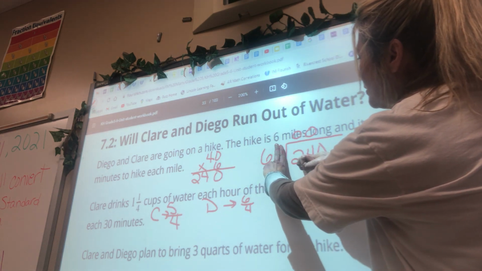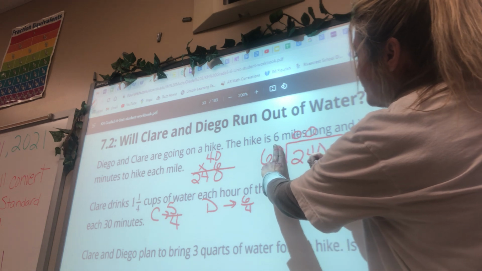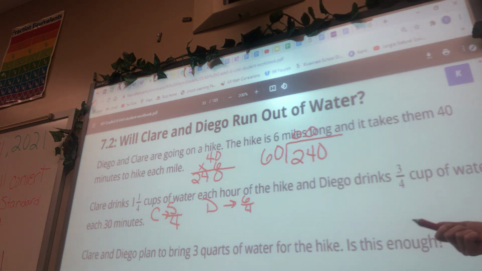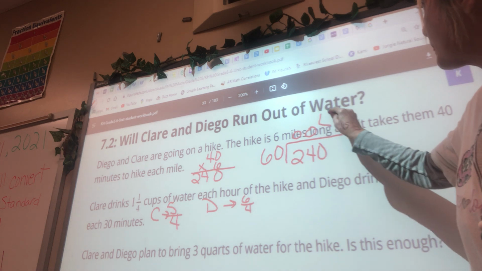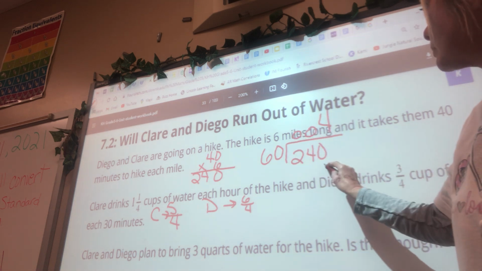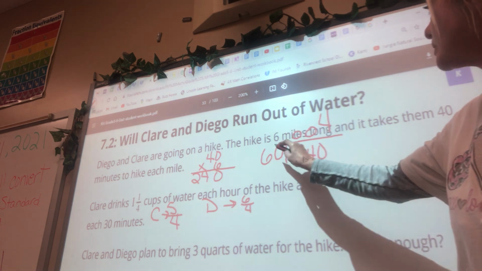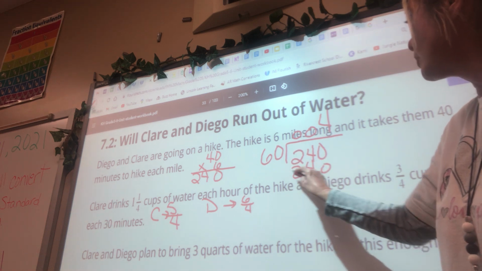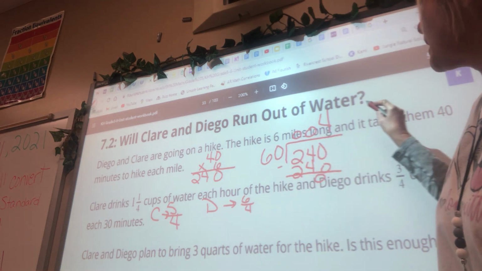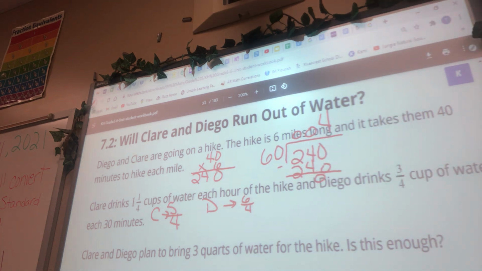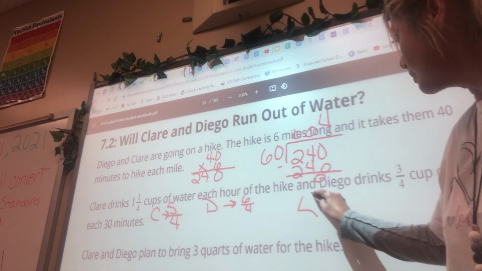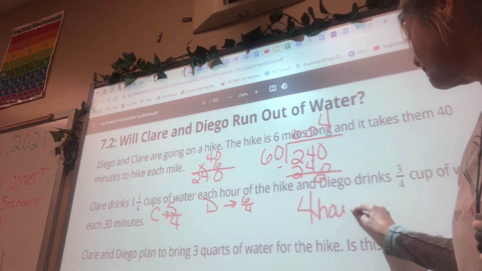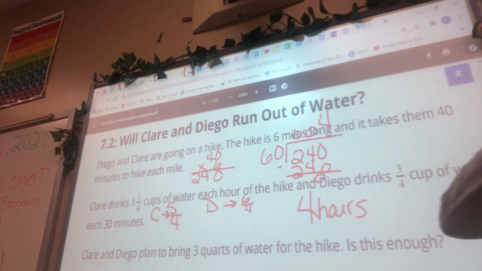6, will it go into 2? No. But will it go into 24? Yes. How many times? 4 times. So 4 times 0 is 0. 4 times 6 is 24. Subtract. So how many hours does this hike take? 4 hours. Now, that's a lot of hours.